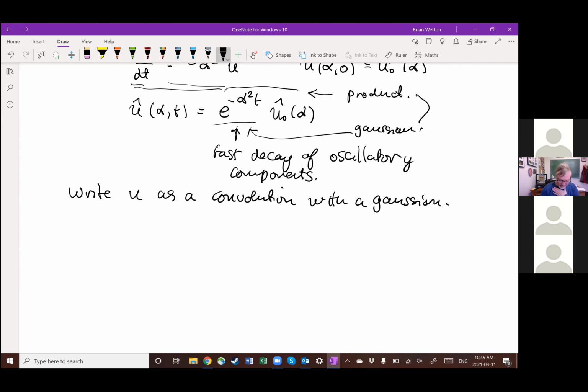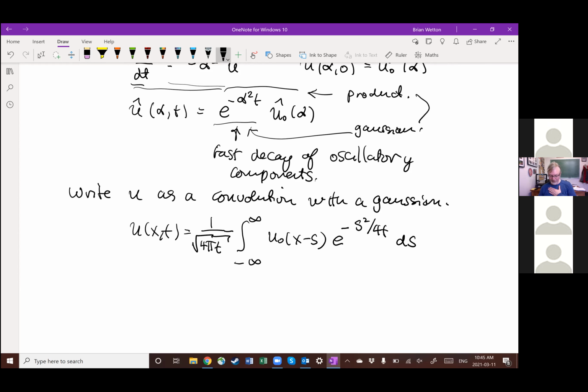So I'm going to say there's some algebra you can do, some of which is in the notes. But at least in principle now, you know that this has to be a convolution of U0 with a Gaussian, and it turns out to be e to the minus s squared over 4t ds. And then there's a complicated coefficient in the front. Right? In this thing, t is just a parameter, and this is how that parameter comes into the Gaussian.